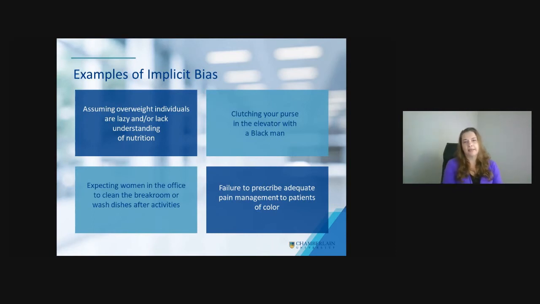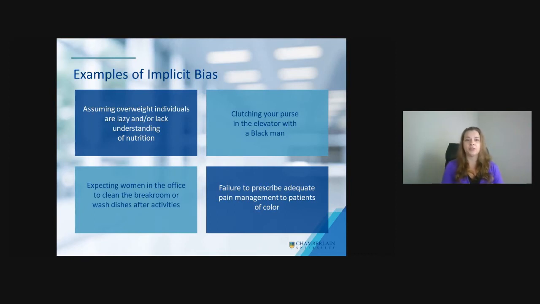So here are some examples of implicit bias, and probably the better way to say these are the behaviors that manifest as a result of implicit bias. As you can see, the severity of the behaviors can vary based upon circumstances as well as downward implications. So some examples, and these are just a small few. Assuming overweight individuals are lazy and or lack understanding of nutrition.